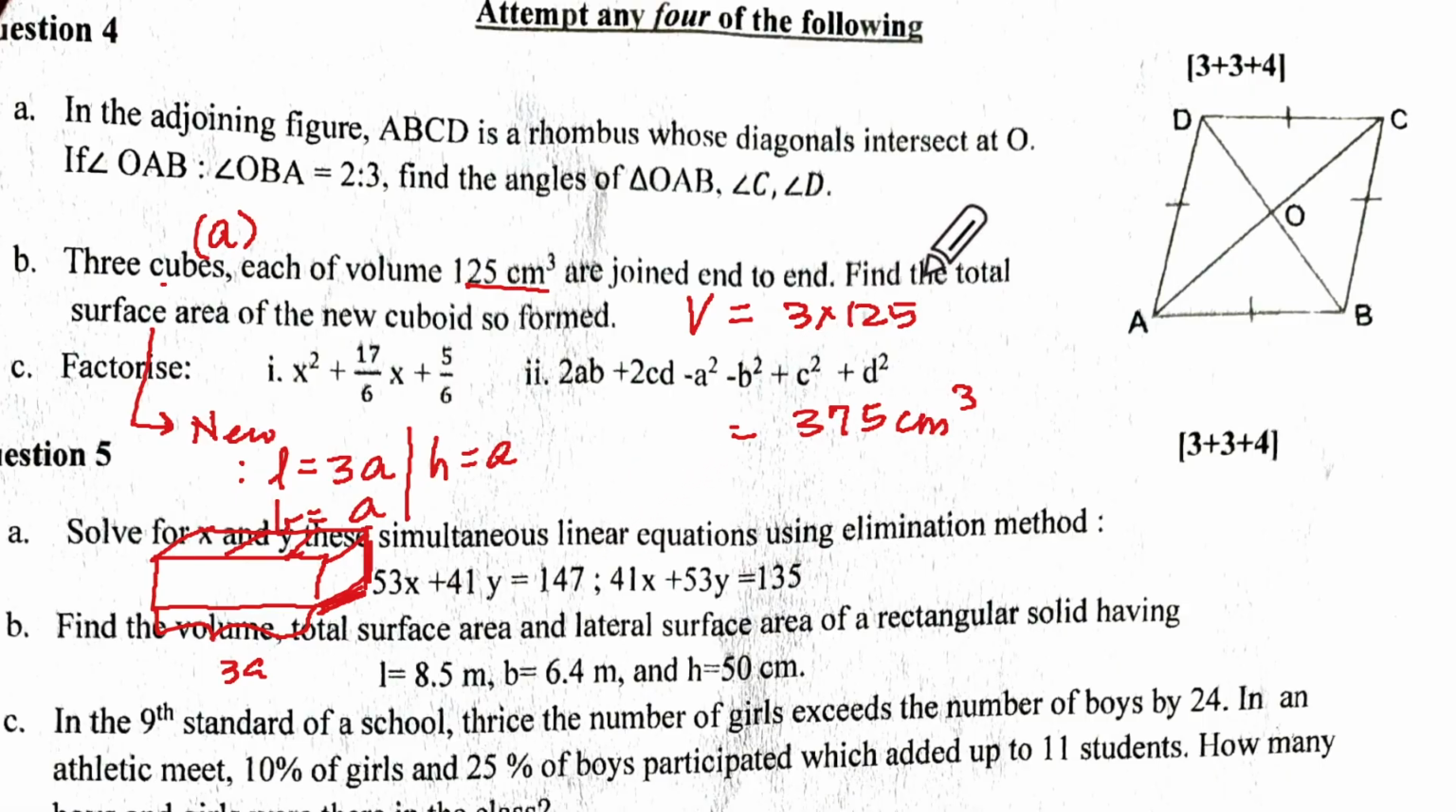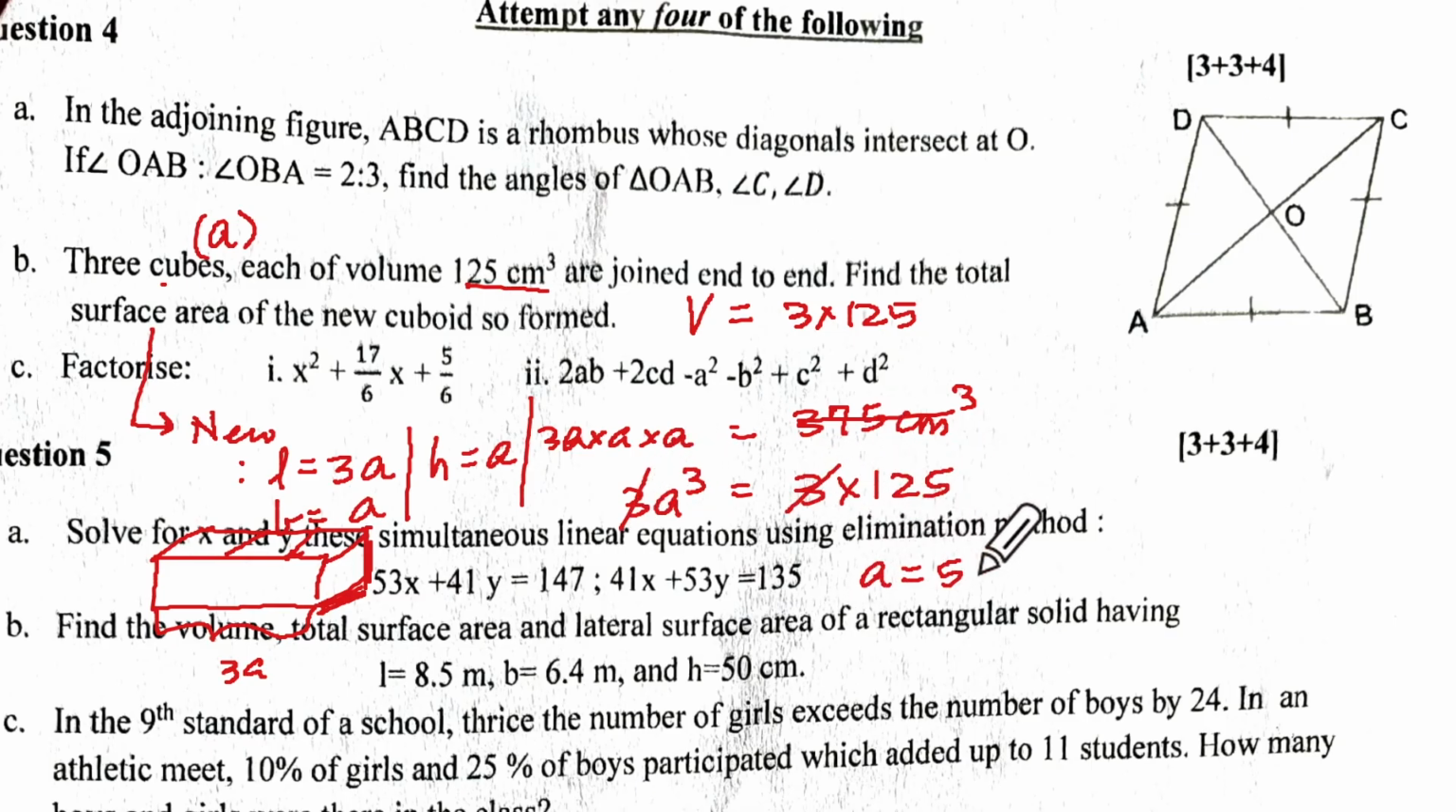Now they are saying that the total surface area, now your L into B into H, the new volume will be 3A into A into A. That is 3A cube is equal to 3 into 125. 3 got cancelled. So A will be equal to 5 centimeter. So the new cuboid will have this 3A means 15 centimeter, right over there, breadth will be 5 centimeter, height will be 5 centimeter. Then can you find the total surface area?